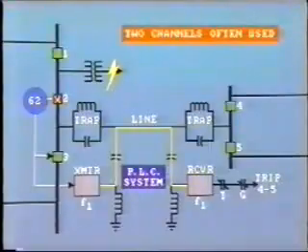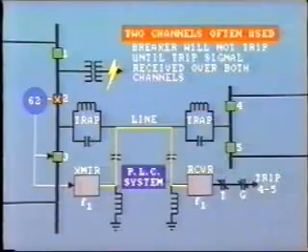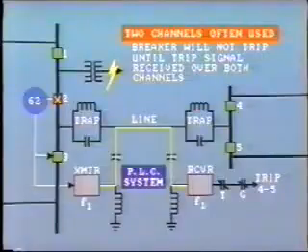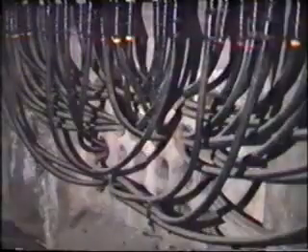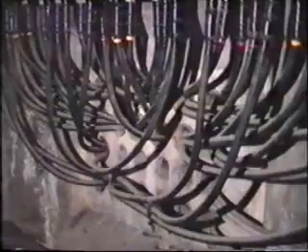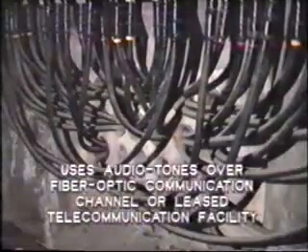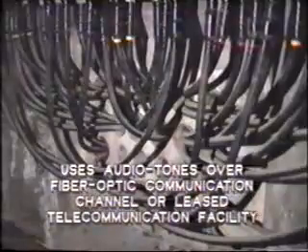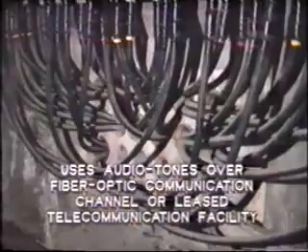and 5. For security, 2 channels are often used. The breaker will not trip until a trip signal is received over both channels. On underground systems, power line carrier is more difficult to apply due to the high capacitance of the cables. In this situation, the security of FSK is obtained by using audio tones transmitted over a fiber optic communication channel or a leased telecommunication facility.